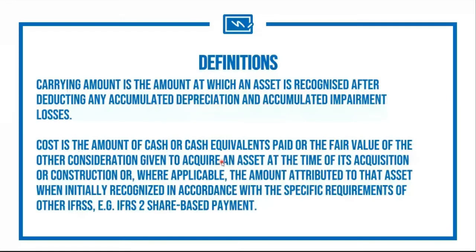Next definition is carrying amount, which is the amount of an asset that is recognized after deducting any accumulated depreciation and impairment losses. This is also defined previously in our IAS 41. Next, we have cost, which is the amount of cash or cash equivalents paid or the fair value of other considerations given to acquire an asset at the time of its acquisition or construction, or where applicable, the amount attributed to that asset when initially recognized in accordance with the specific requirements of other IFRS, as example, share-based payments. Okay? So meaning, the cost of an asset will be dependent on the amount that was given up at the time of the acquisition of the property, plant.